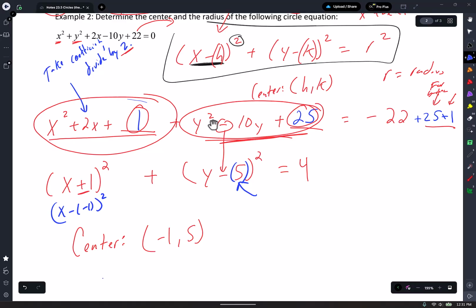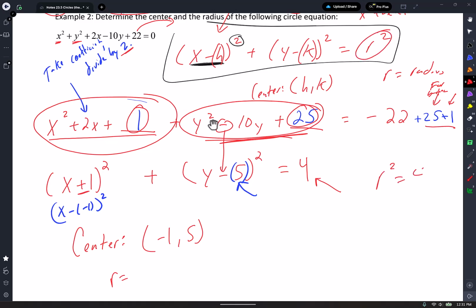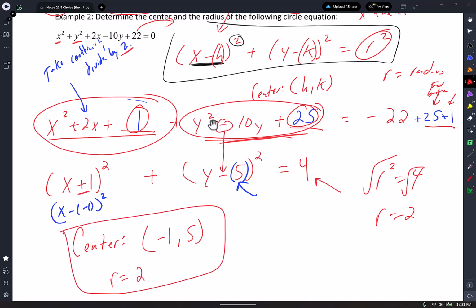All right, my radius. What's my radius? 4? No. Golly. That is r squared. Oh, so then it's 2? Yes. How'd you get 2? Wait, what did I do? The square root. Square root. There it is.